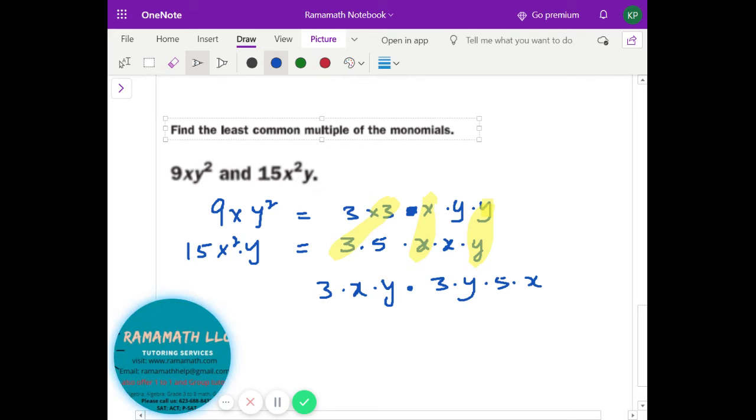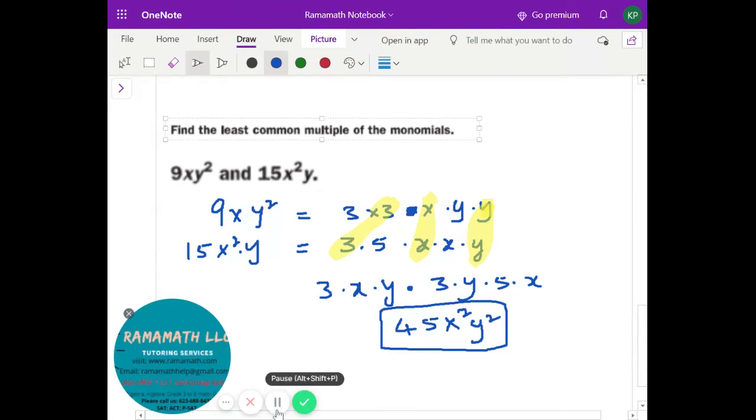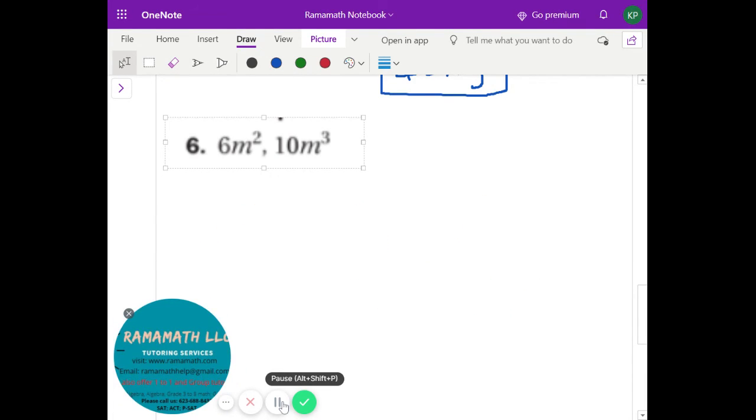Let's multiply everything. Right, so 3 times 3 is 9. 9 times 5 is 45. And then x, and then there's one more x. It's going to be x squared. Y, and then there's one more y. That's y squared. So this is the LCM of those 2 monomials.